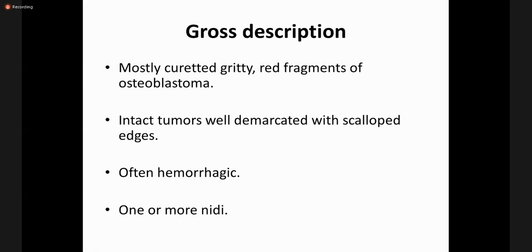On gross description, the bone is gritty red fragments of osteoblastoma in multiple curettings. And if the tumor is intact, it is well demarcated with scalloped edges. Scalloped means it is punched out, or punched out spaces. It is often hemorrhagic because of the lot of vasculature, and there is a nidus, which may be one, or may be more than one.